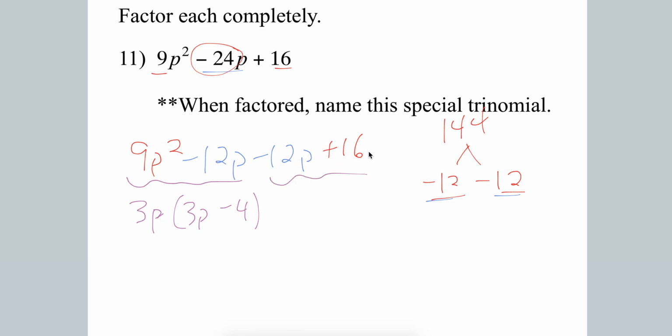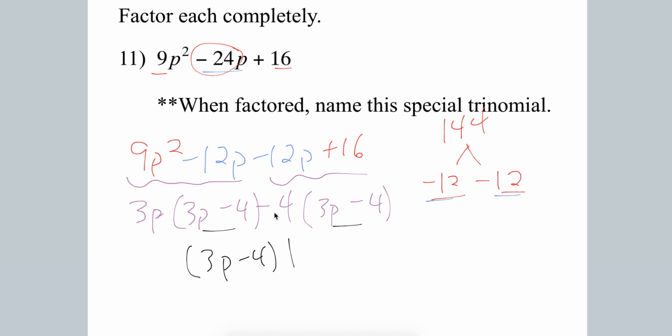What can I pull out of negative 12 and 16? Looks like a 4, and because there's a minus here, we need to pull out a negative 4. And then to get back negative 12p, I need 3p. To get back positive 16, I need a negative 4. So these match up, which is how you know you're on the right track. So we get 3p minus 4, and then times whatever's on the outside, 3p minus 4.